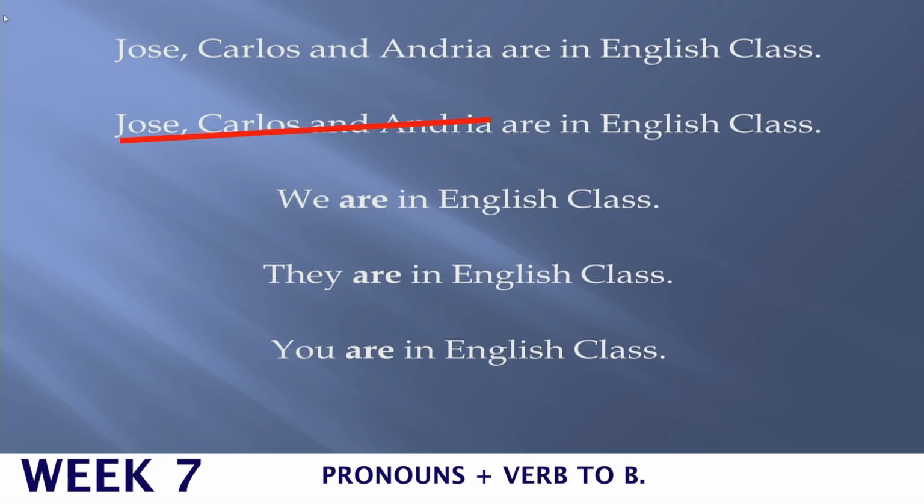Our next example says Jose, Carlos, and Andrea are in English class. Jose, Carlos, and Andrea is a plural form, so we're talking about three people. So we would take off those nouns and we would either replace it by we, they, or you. We would use we are in English class if I'm talking about myself and Jose and Carlos. If I'm talking about someone else, I would say they are in English class. And if I'm talking about you in your English class, I can say you are in English class.